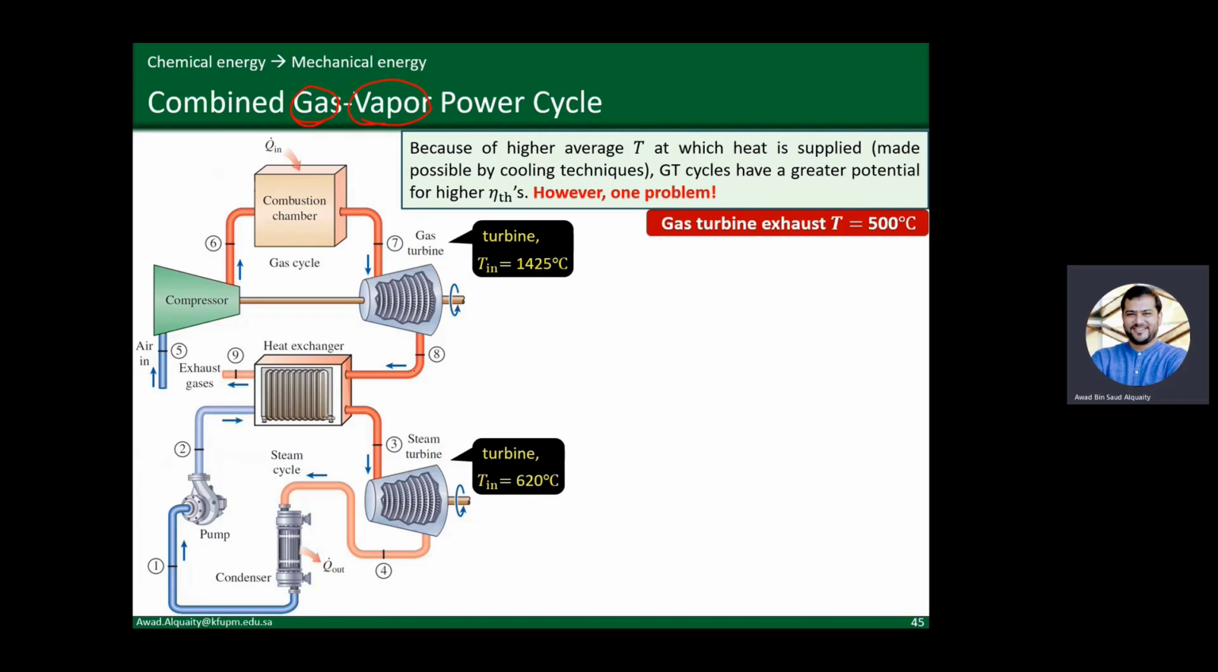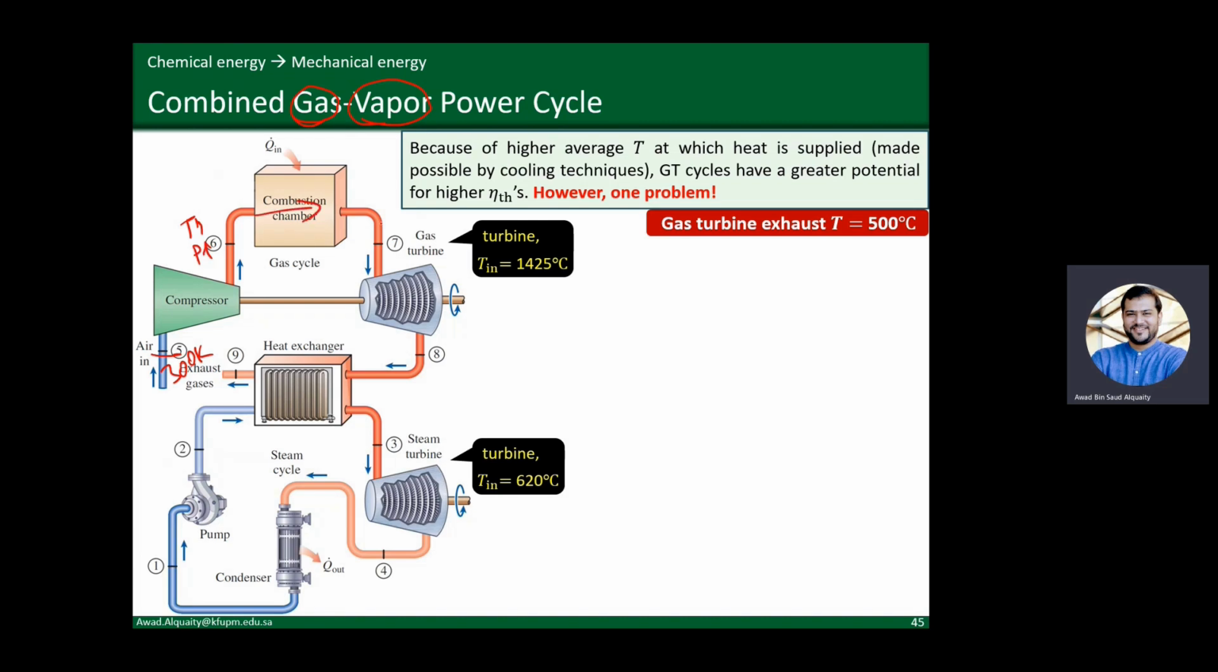So this is a schematic showing you a combined gas vapor power cycle. Let's look at how this works. So you have the air entering the compressor of a Brayton cycle, or a gas power cycle. Usual conditions: 300 Kelvin, 1 atmosphere pressure. It gets compressed and comes out at higher temperature and higher pressure.